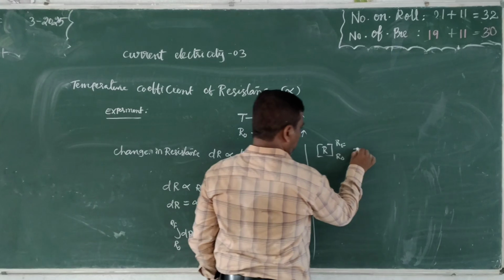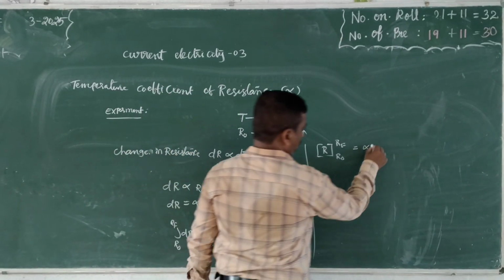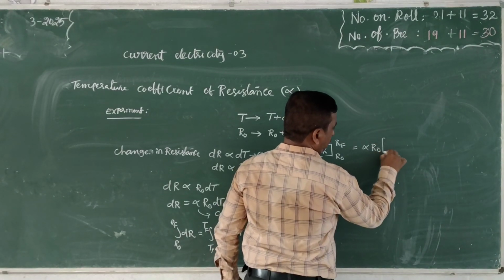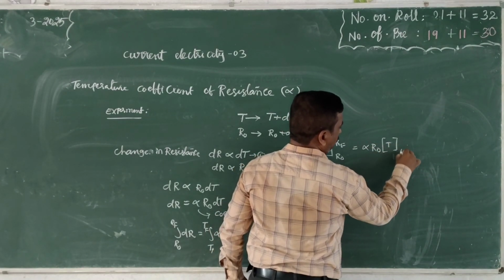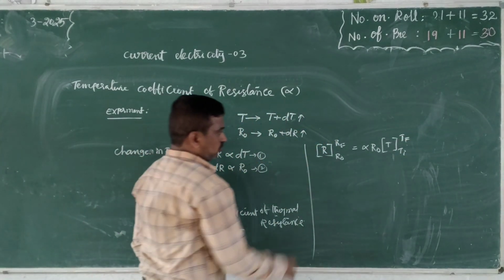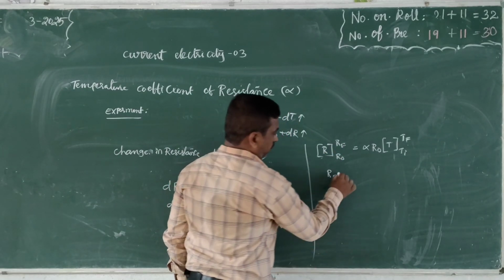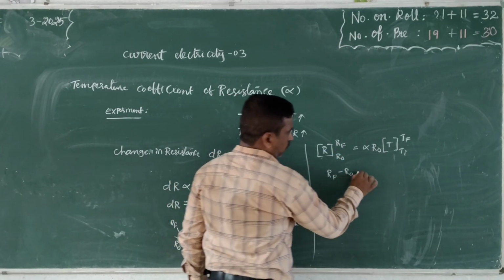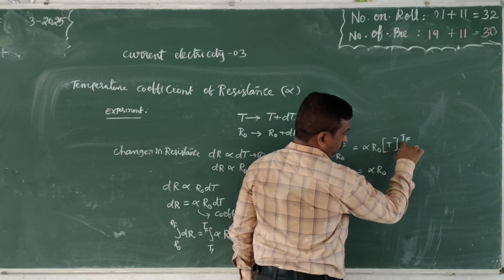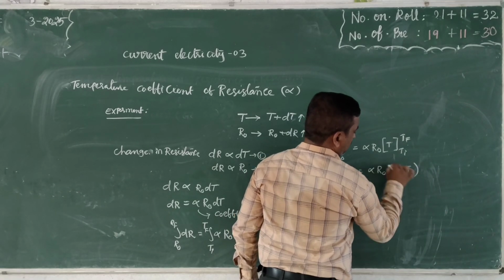Now alpha is constant, so outside we can write alpha, and R naught is also constant, so outside. Here dT gives T, with the interval T initial to T final. So we can write R final first. Why? Because upper limit first minus lower limit. That equals alpha R naught times T final minus T initial. Yes, now we get this.